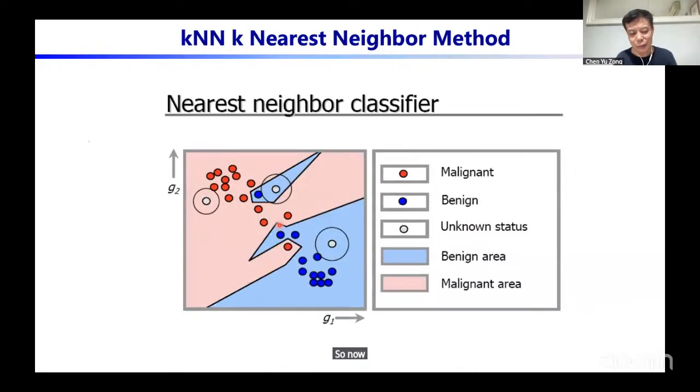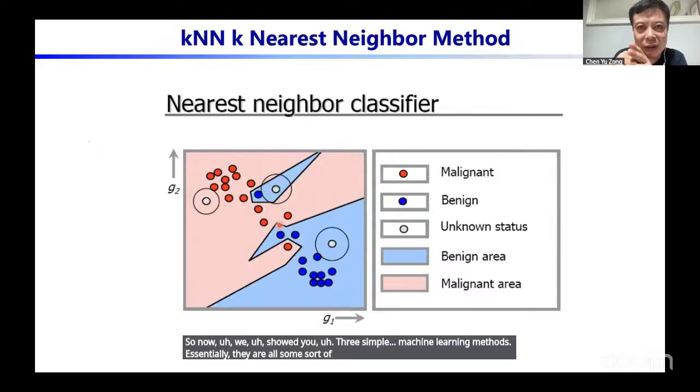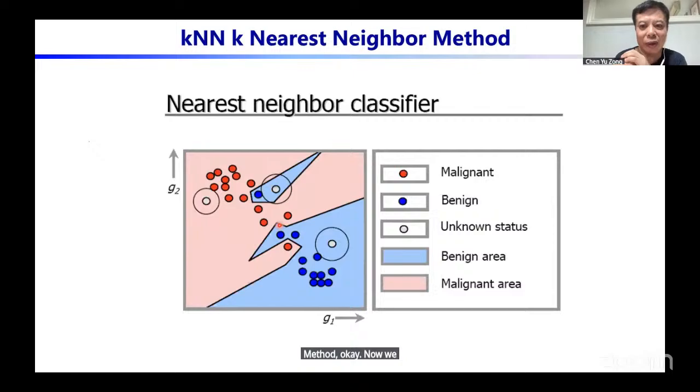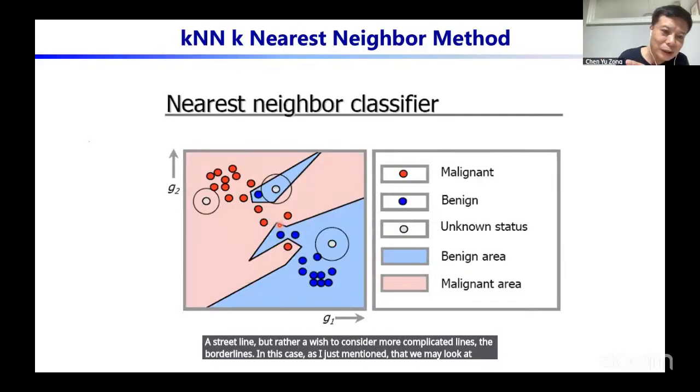So now we showed you 3 simple machine learning methods. Essentially, they are all some sort of linear discriminant type of method. Okay. Now we look at a more complicated situation. We are no longer interested in a straight line, but rather wish to consider more complicated lines, the borderlines.